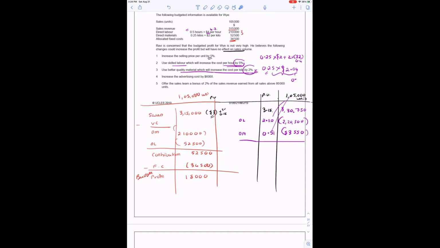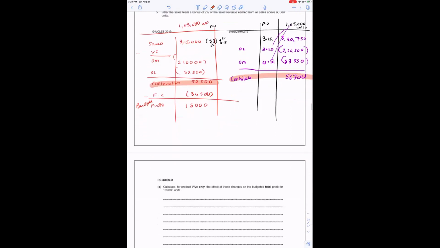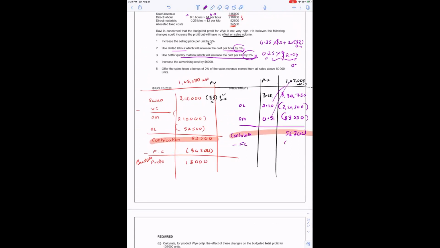3,30,750 minus 2,20,500 minus 53,550. It is giving you a contribution of 56,700. This was the old contribution. This is the new contribution after implementing the changes. Minus the fixed cost of 34,500 would give you profit, but you have extra fixed cost of 6,000 more.